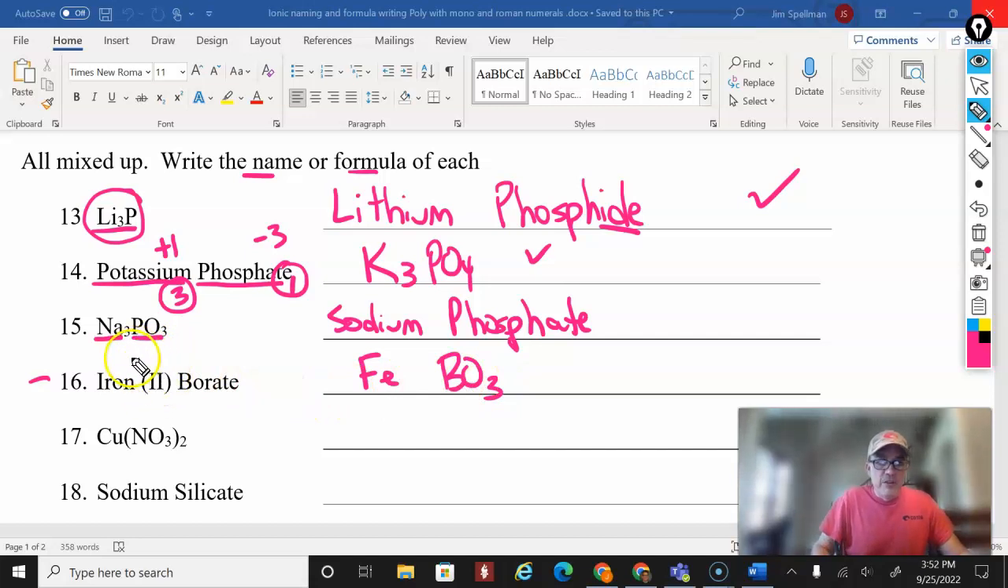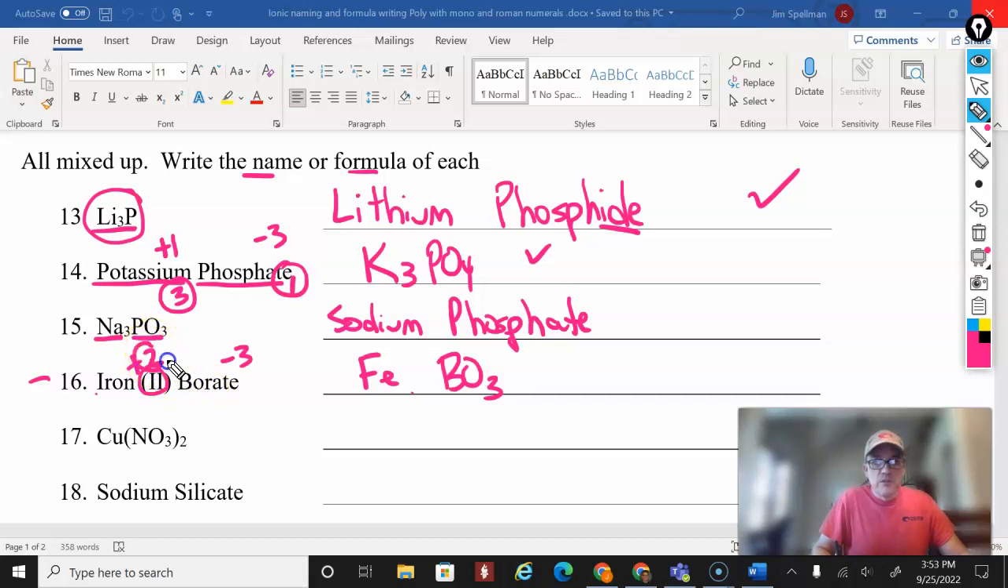Now iron's charge, again, I've got to figure out what subscripts to put here to balance these out when I write the formula. Iron is +2, borate is -3. Again, you'd get that from your chart. Where did I get the 2 from? Well, again, that tells me that it's 2.